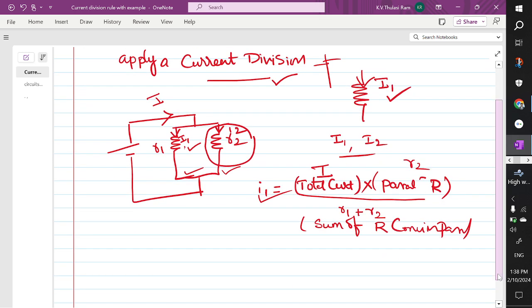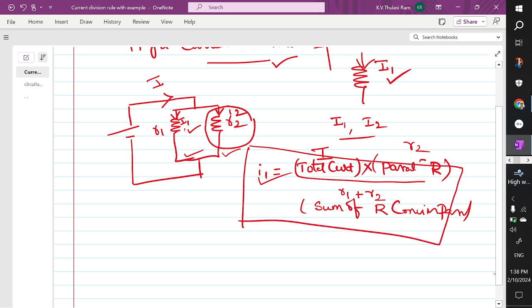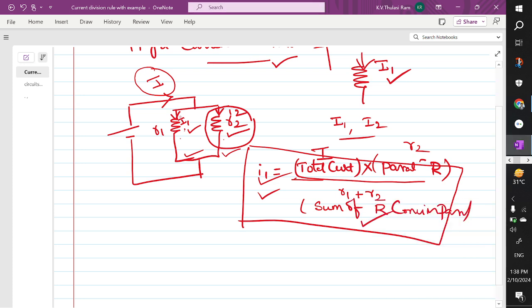Let's try to apply it to a problem. The formula to find the current across the resistor R1 is this one. The current I1 is the total current of the network, I amperes, multiplied by the parallel resistor. What is the parallel resistor for I1? It is R2, divided by the sum of resistors connected in parallel. R1 and R2 are the two resistors connected in parallel.